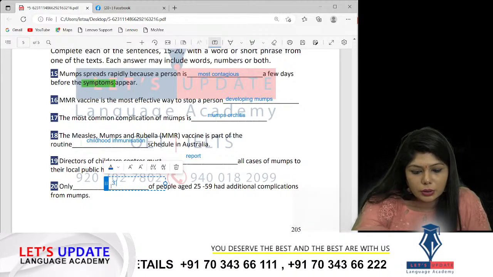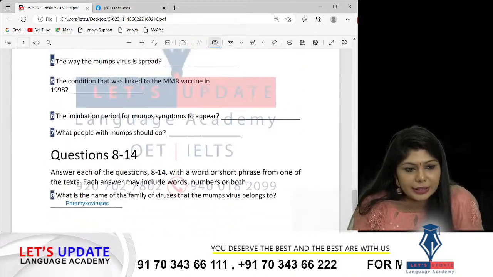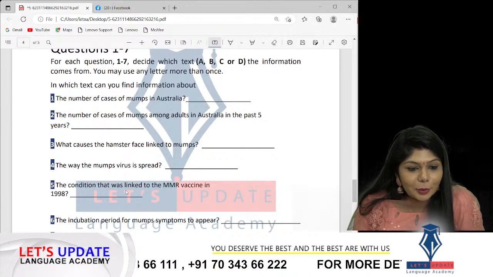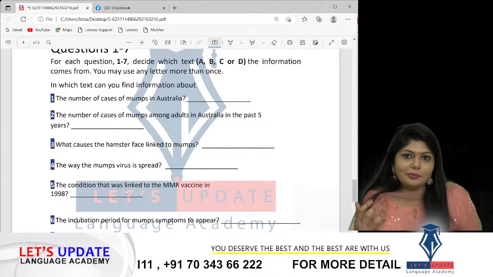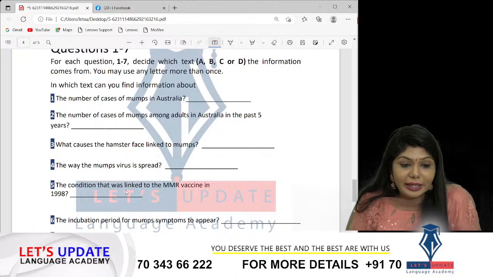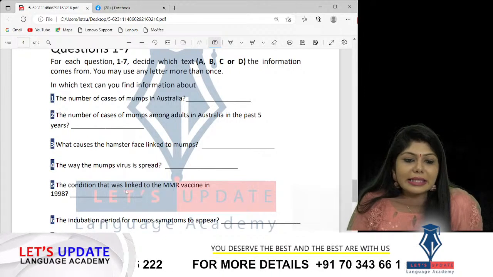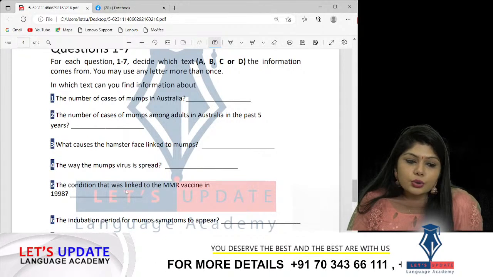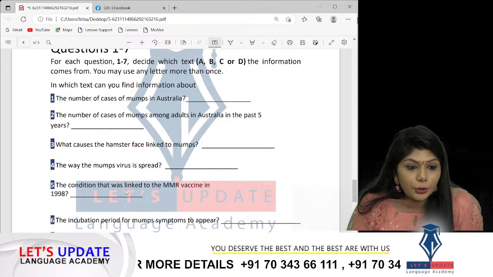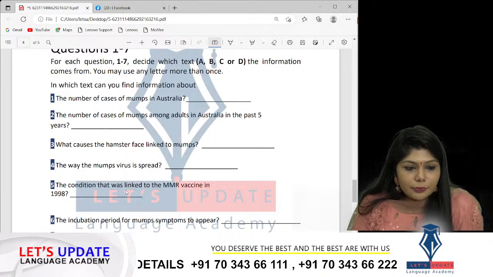Okay, so with that we have completed questions 8 to 20. Now moving to questions 1 to 7. These are questions that could be solved very quickly, because by this time you are very well aware which section each piece of information belongs to. So you have a thorough idea by now after solving questions 8 to 20. So now let's solve questions 1 to 7.